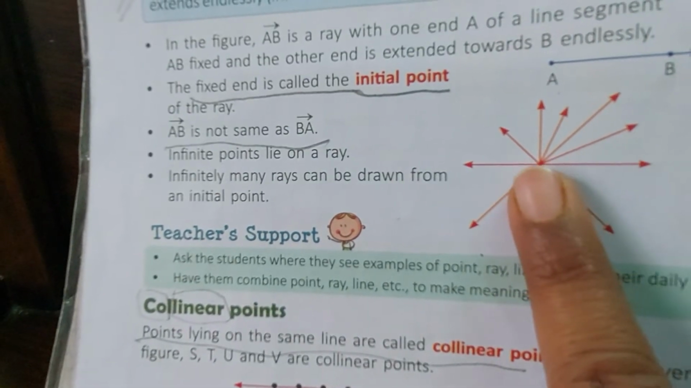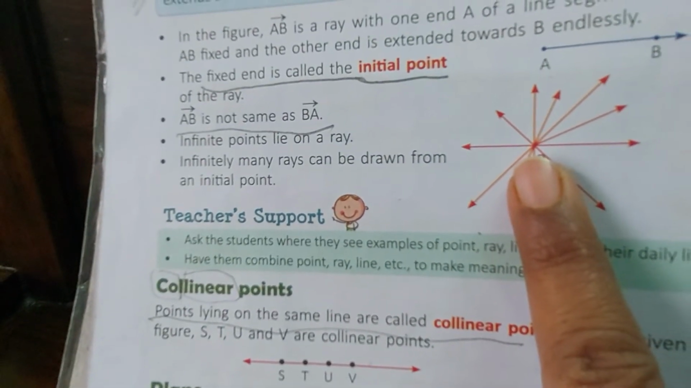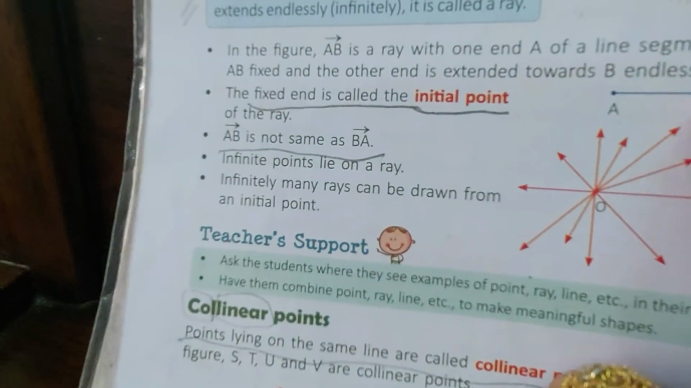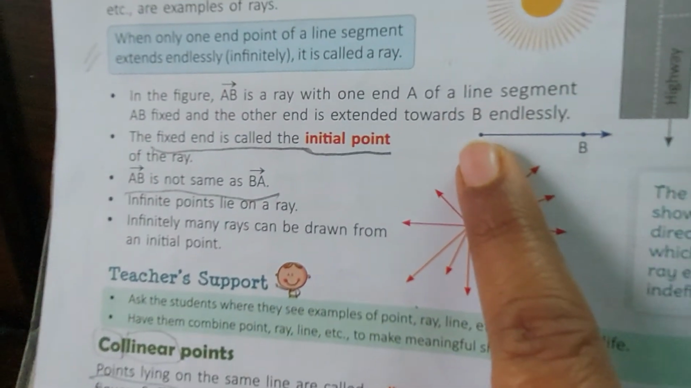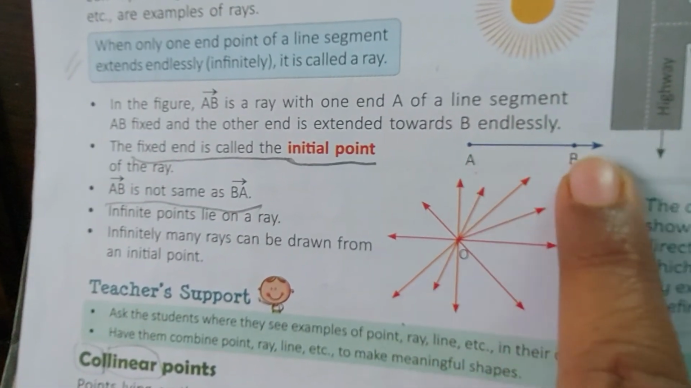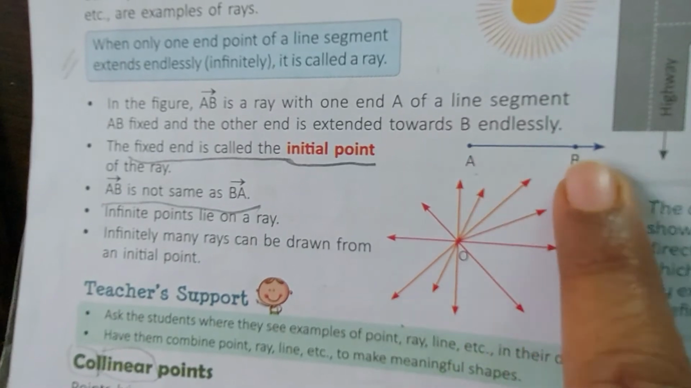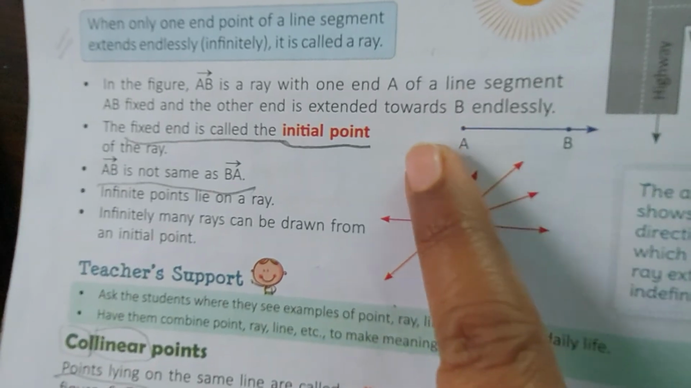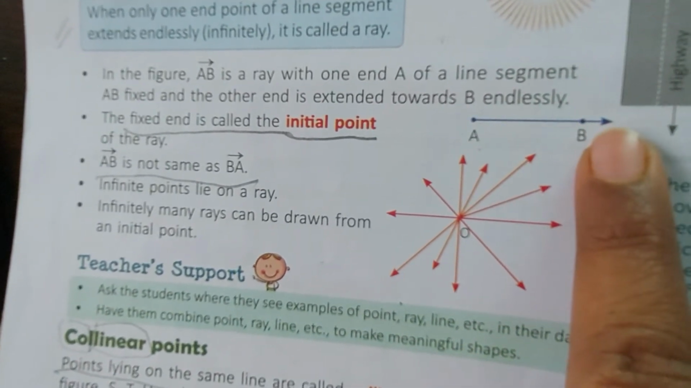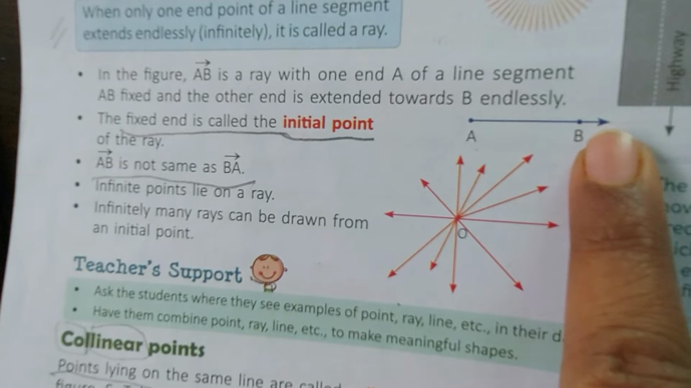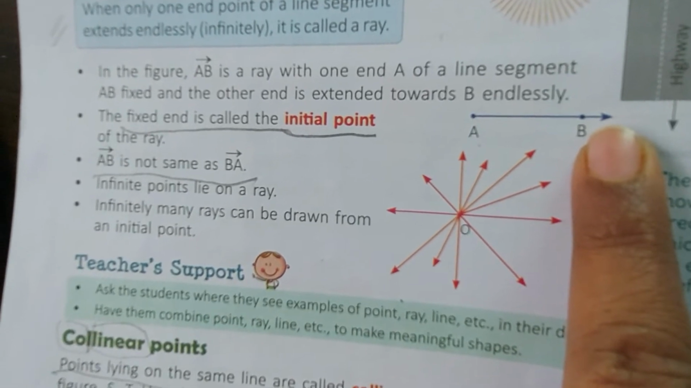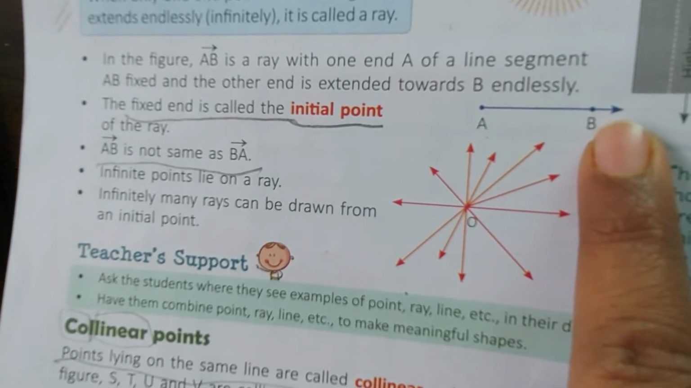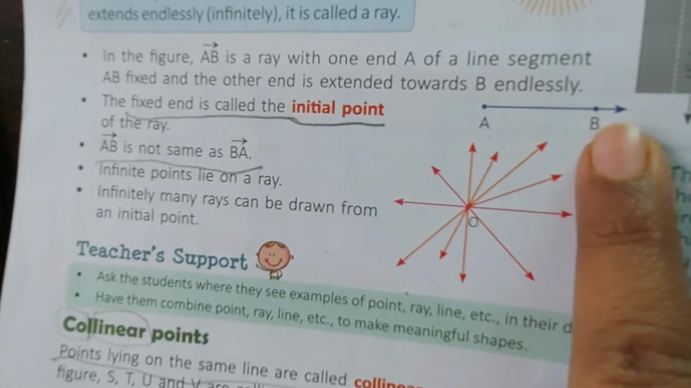So now we are clear with the difference of a line segment and a ray. A ray is represented as we have drawn 2 points A and B. One point A is fixed and the other point shows an arrow. It means one end is fixed and the other extends infinitely in a direction. So now we are clear with the concept of line segment and a ray.